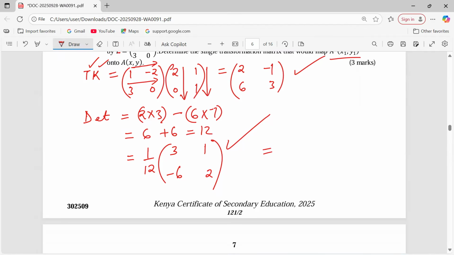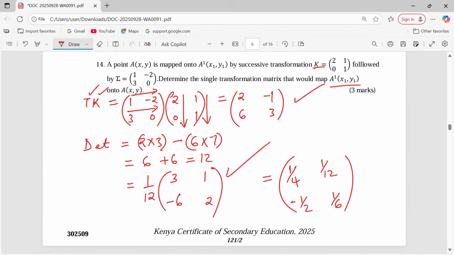We divide every element now by the determinant. 3 over 12 becomes a quarter, 1 over 12, and this is -1 over 2, and this is 1 over 6. Yeah, after dividing by the determinant through. So that's how we work out such a question. Very good. A very good question. Very good one.